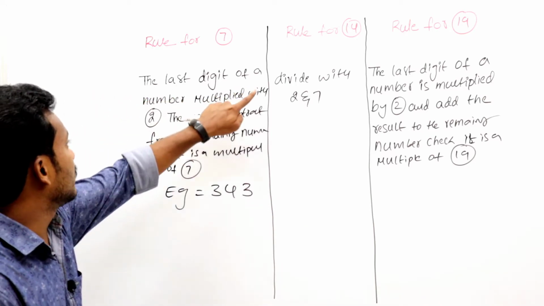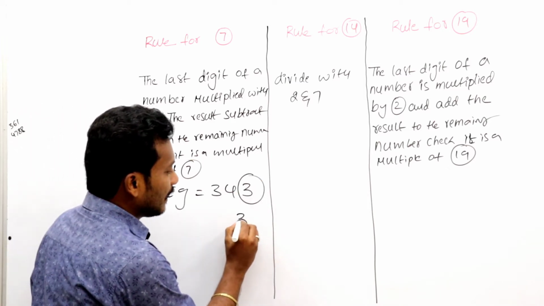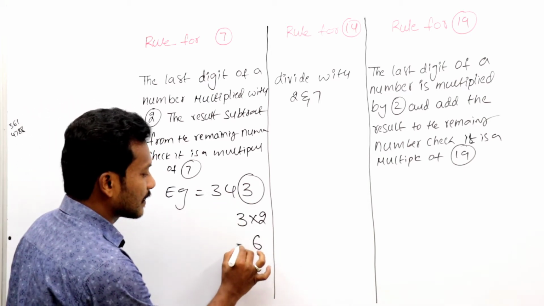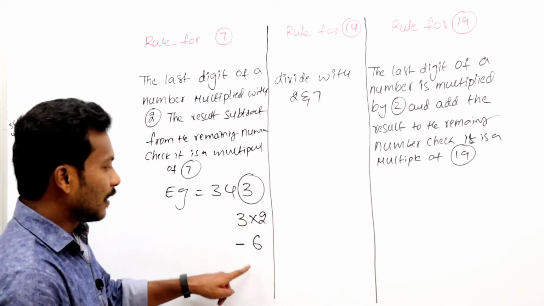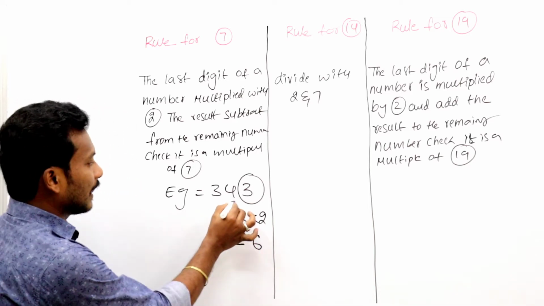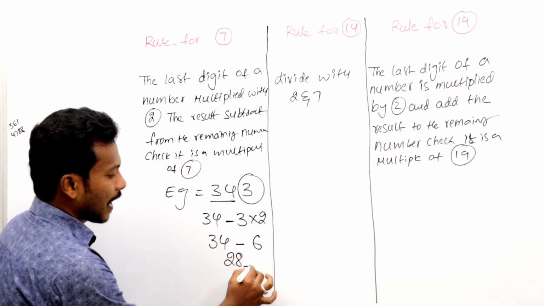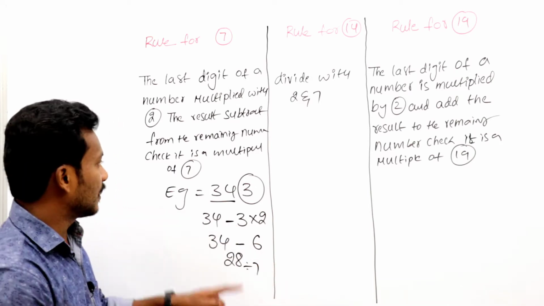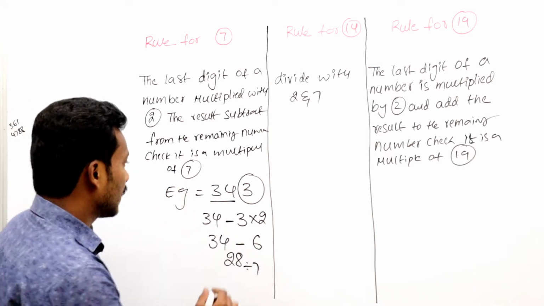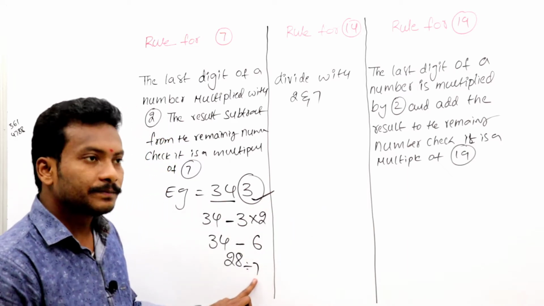Now the last digit of the number, 3, is multiplied by 2. The resultant is 6. Now the resultant is subtracted from the remaining number. Now it is 28. Now 28 is checked to see whether it is a multiple of 7 or not. Now 28 is a multiple of 7. That's why 343 is exactly cancelled with which number?